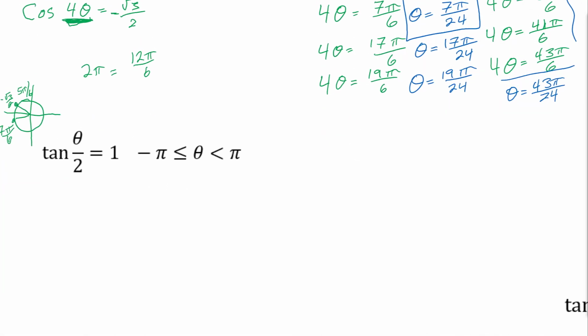Let's look at tangent of theta over 2 equals 1. Now this is a multiple angle, but it's a half angle instead of a multiple of 2, 3, 4, whatever.